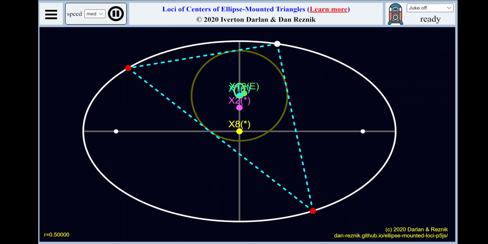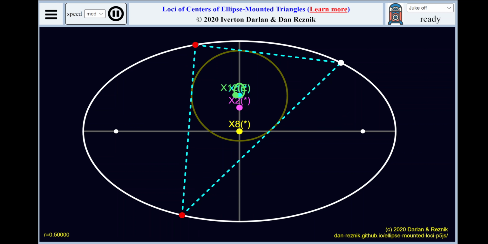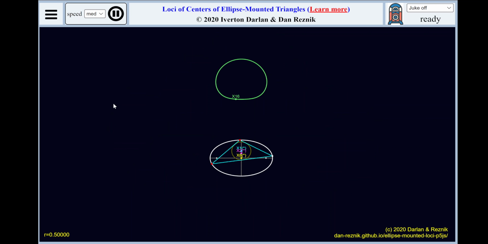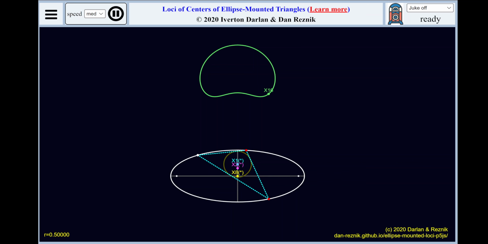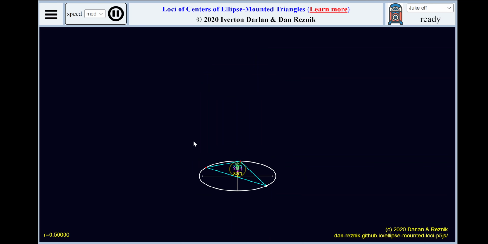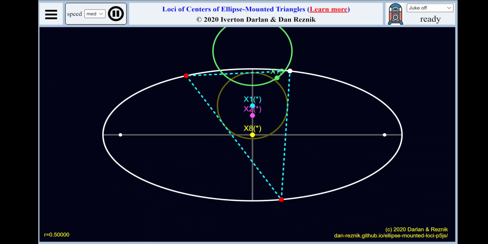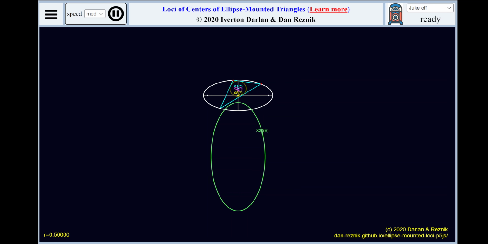Nothing weird here. X12. X13 is not a conic. X14 is not a conic. X15 is not a conic. X16 up here, also not a conic. X17, where's X17? X17 is probably inside, right? So X17 is not a conic either. X18, X19, how about X20? X20 is the de Longchamps point, right?